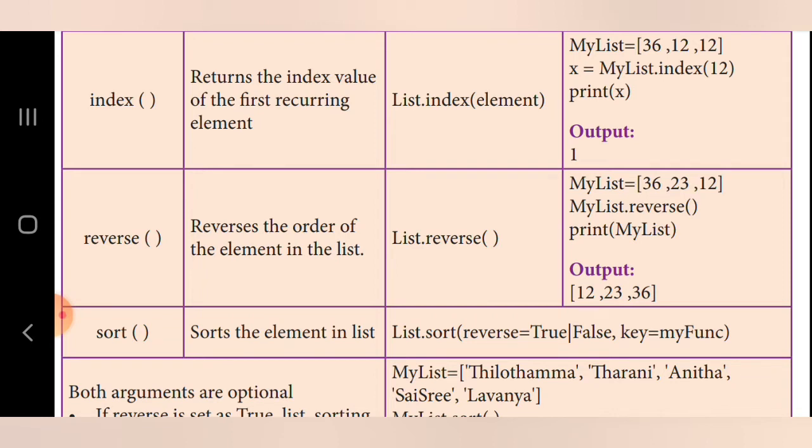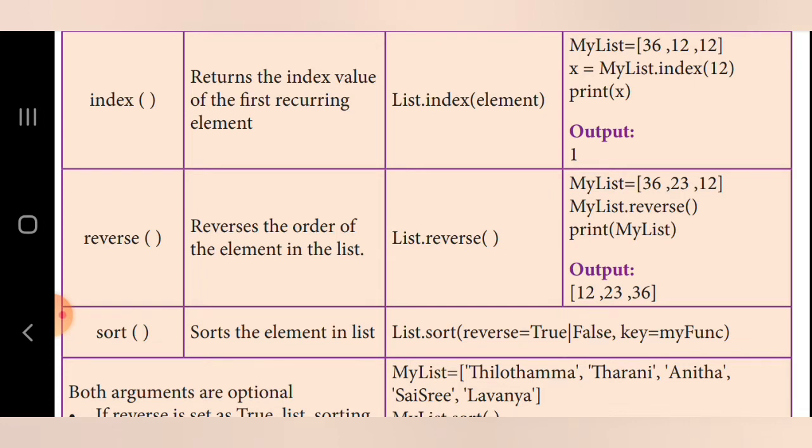Okay, and next we see the reverse function. This reverse function is used to reverse the list elements. That is, it reverses the order of the elements in the list. The general syntax for reverse is list.reverse() with empty parentheses. Now you can see the example. my_list equals 36, 23, 12. Now you want to reverse these elements. Reverse means the last element comes first, and so on. So my_list.reverse().